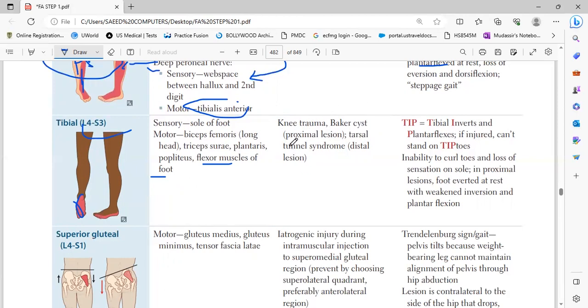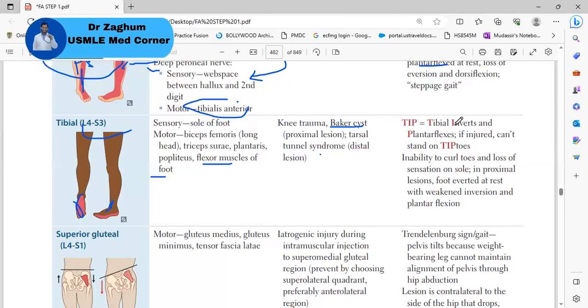In which cases can you have damage to the tibial nerve? Knee trauma. Most important is Baker cyst. We will discuss Baker cyst, which is seen in osteoarthritis and rheumatoid arthritis; in those conditions a cyst will form. Also, in the distal region, it will be tarsal tunnel syndrome, at this location of the ankle. So that's it. Here is also a given tip.